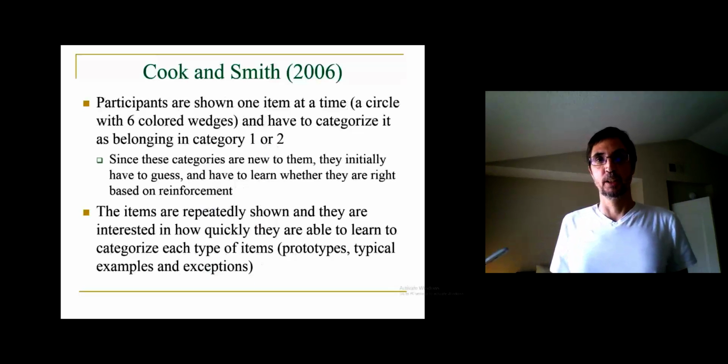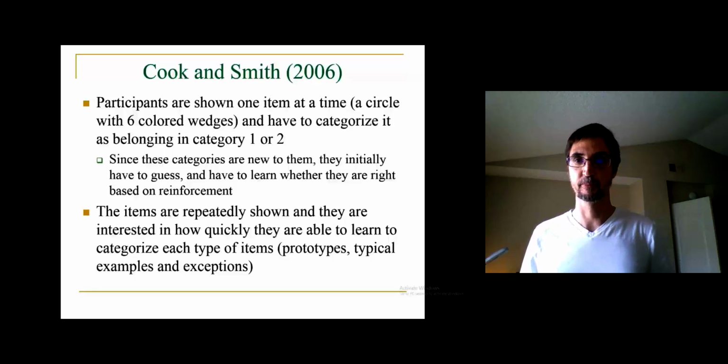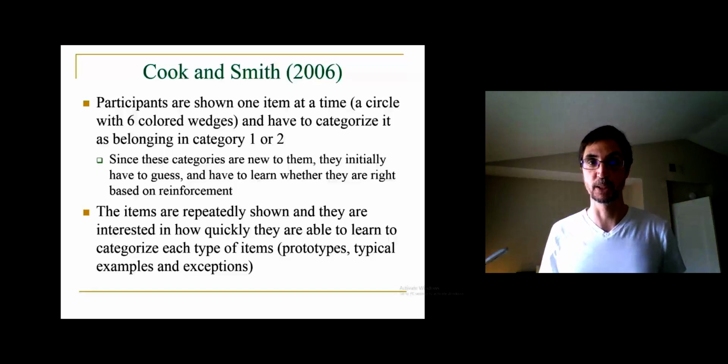So, in this study by Cook and Smith, the participants were shown one item at a time, right? Again, a circle with 6 colored wedges, and they have to categorize it as belonging to category 1 or category 2. Now, since the categories are new to them, initially what's involved is a guess. Right? They guess, and then based on whether they get reinforcement or not, they tailor their performance accordingly. Right? So they only learn whether they're right once they get reinforcement. So the items are shown repeatedly, and they're interested in how quickly they learn to categorize correctly the 3 types of items, right? The prototypes, the typical items, and the exceptions.